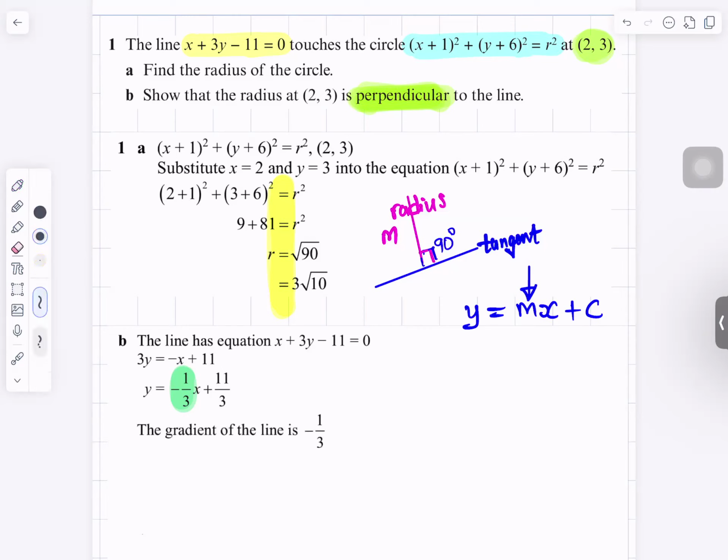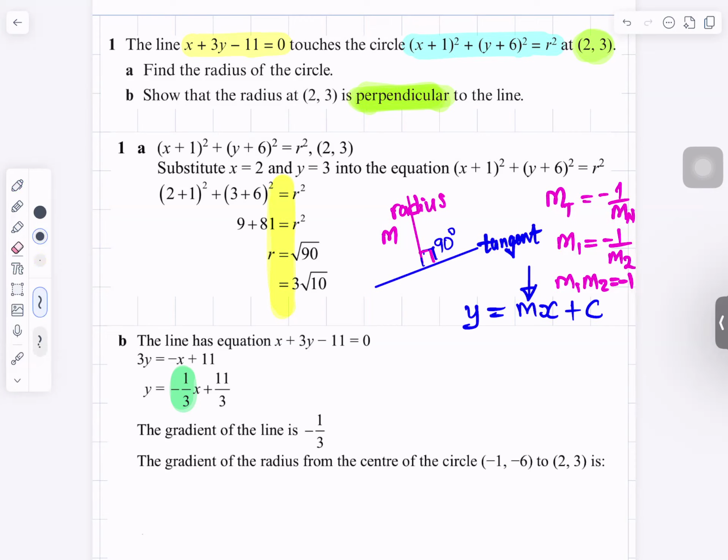The formula is: gradient of tangent equals minus 1 over the gradient of the normal. Or you can say m1 = -1/m2, or m1 times m2 = -1. They are all doing the same thing. So the gradient of the tangent is -1/3.